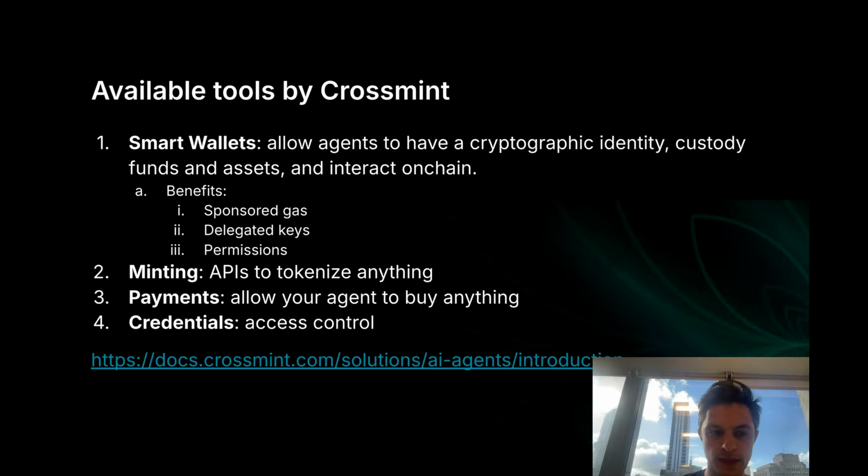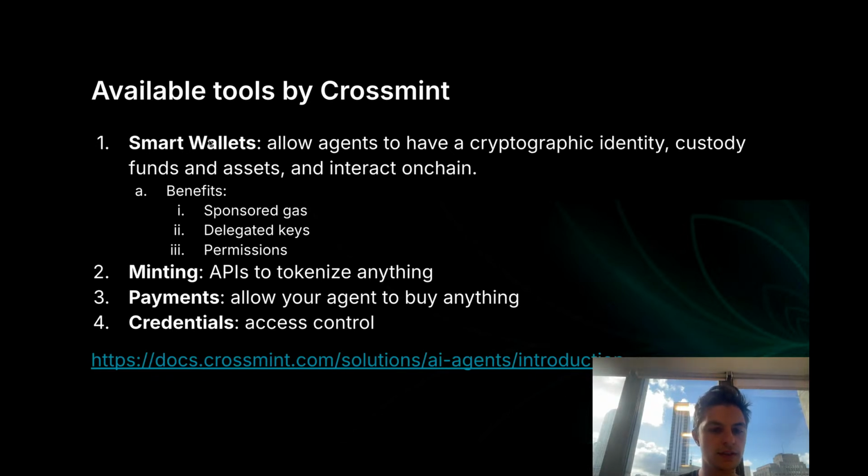The most immediate one is that Crossmint provides an API to create smart wallets. It works on the server side, so it's convenient. You don't need, for example, a user to log in or things like that. And smart wallets, at the end of the day, are wallets like the one you can have on your MetaMask, but they are embeddable within your app. It allows you to have an AI agent that has an identity, an address, that can hold funds and assets like NFTs, and can interact with smart contracts on the blockchain.